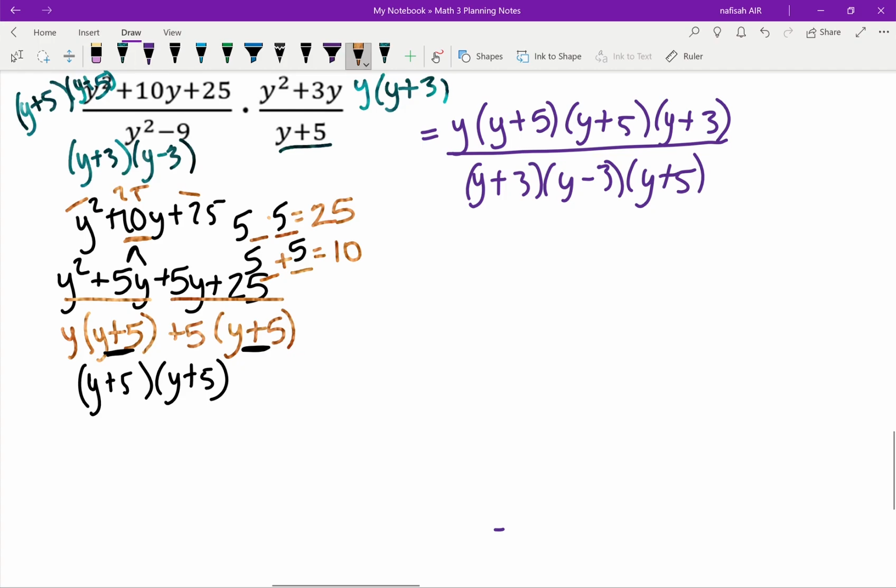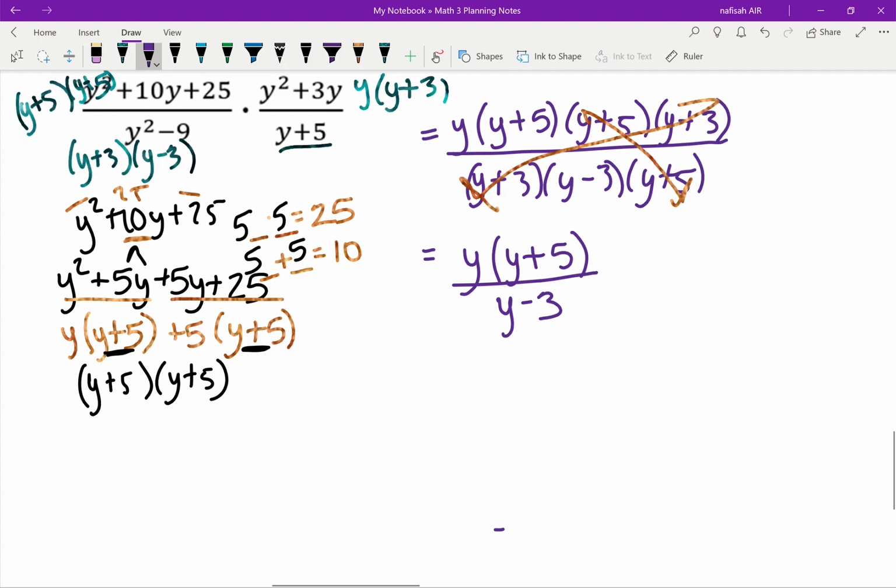All right, I'm at the step where I have to figure out if I have any ones anywhere. Yes, here you go. Yes, here you go. Anything else? Nope. My answer would be y plus 5 divided by y minus 3.